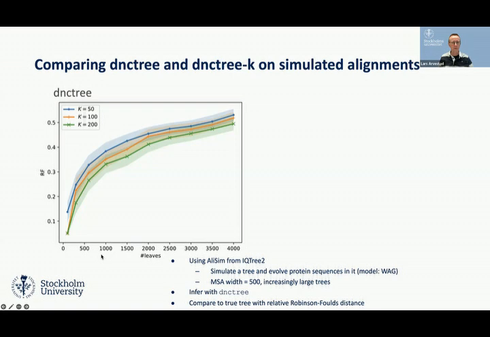And for each combination of parameters, I used 100 alignments, so 100 replicates, and computed the average error using relative Robinson-Foulds again. And in this case, as you can see, it maxes out a little bit nicer.